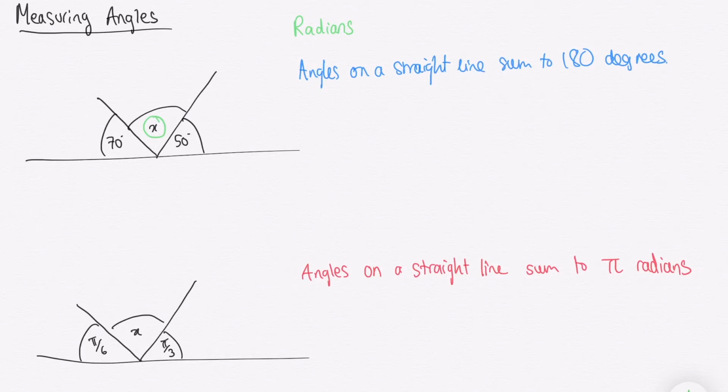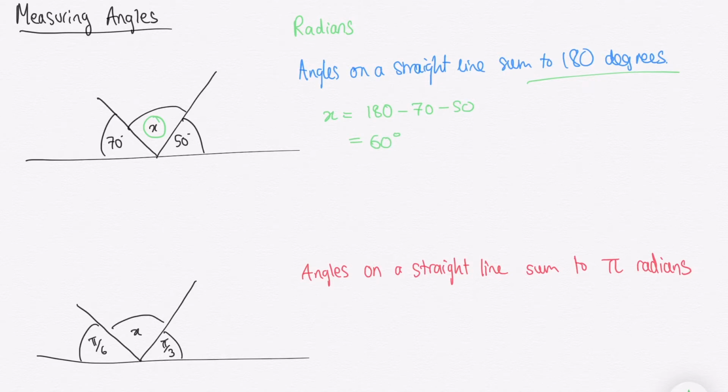So what do we know? Well, we already know that the angles on a straight line sum to 180 degrees, so we know that x must be equal to 180 subtract 70 subtract 50, which is 60 degrees, and that's nice and easy.